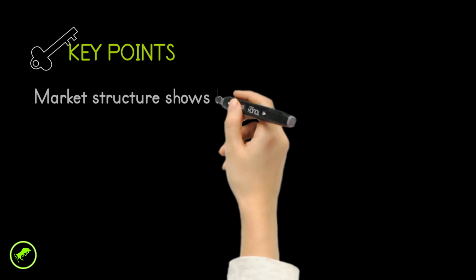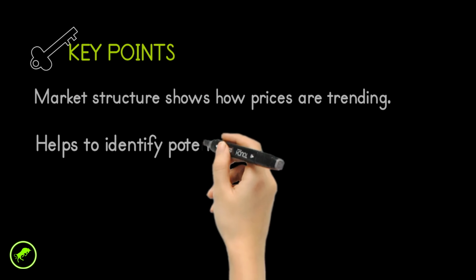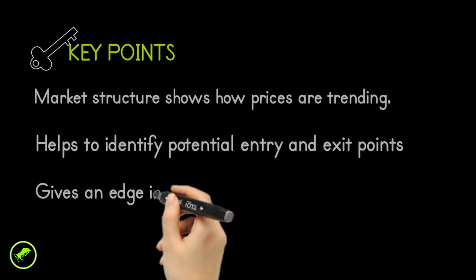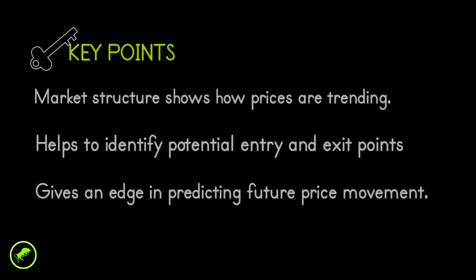Here are key points. Market structure shows how prices are trending. It helps traders identify potential entry and exit points. Understanding market structure gives you an edge in predicting future price movements.